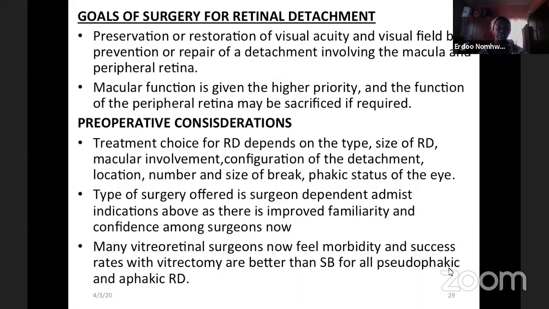surgeries and their indications. And also the type of surgery offered depends on the surgeon, how skillful he is in any of the surgery techniques available. But it is said that now most retinal surgeons are becoming more familiar and there's more confidence among them now.